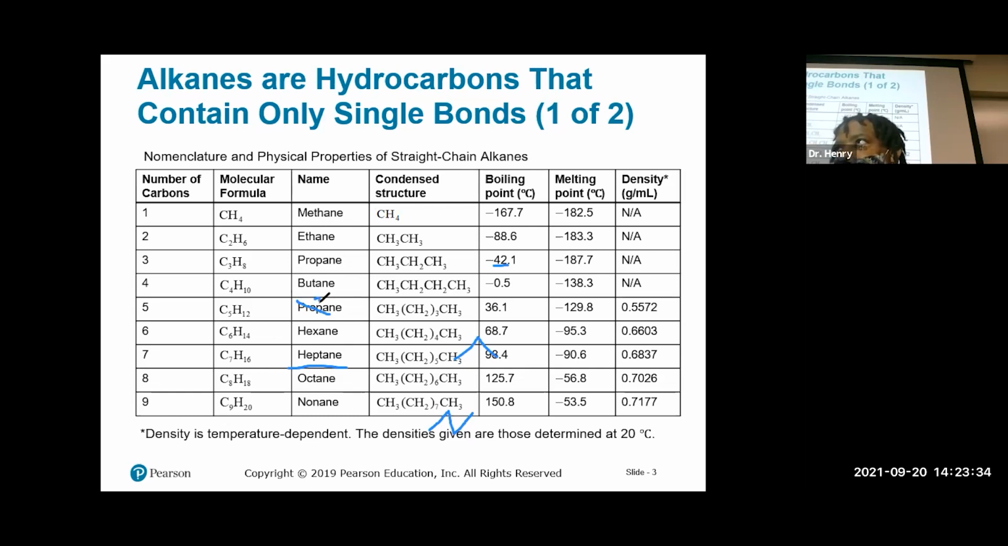We know that that's pentane. So that's 1, 2, 3, 4, 5. Then 6 is going to be 1, 2, 3, 4, 5, 6, right? There we go. 1, 2, 3, 4, 5, 6, 7. 1, 2, 3, 4, 5, 6, 7, 8. 1, 2, 3, 4, 5, 6, 7, 8, 9. Okay. Piece of cake, right? No problem.